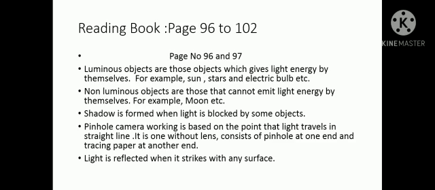So moon is an example of a non-luminous object. Number three point is shadow. Shadow is formed when light is blocked by some object. Students, you have clearly observed that in your room, when your electric bulb or tube light is on, you can clearly observe the shadow of your hand.